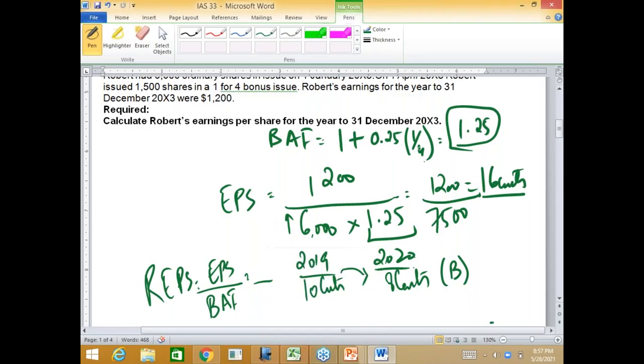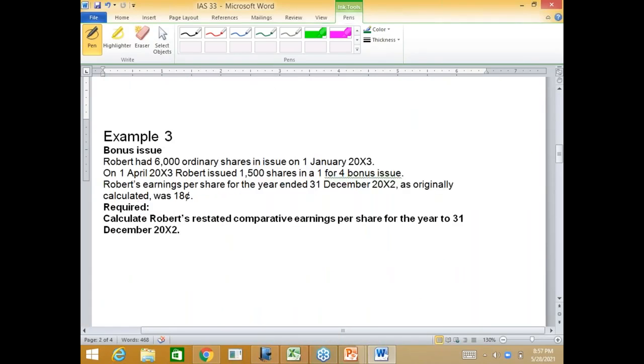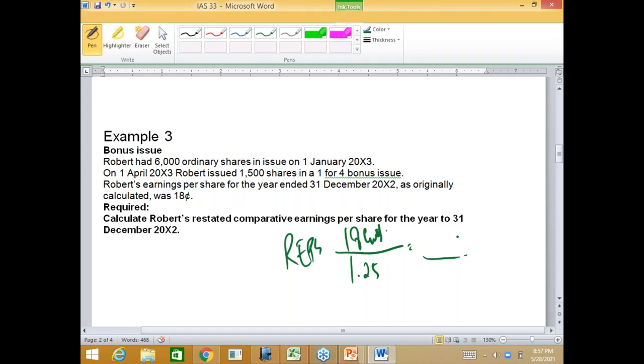So that's why we are attempting question number 3. It says the previous year's EPS is 18 cents already. So the previous year's EPS should be divided by the BAF in order to calculate the comparable EPS. So 18 divided by 1.25 will be 14.4. Is it clear? Wonderful.